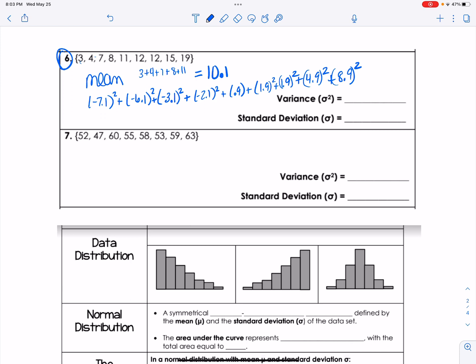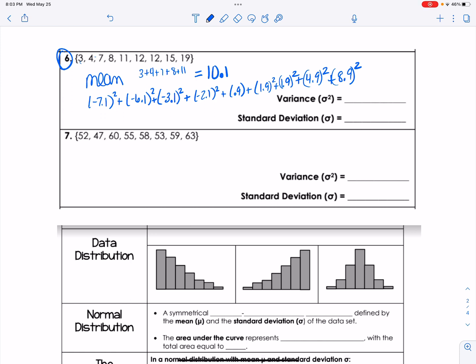So I'm literally going to do negative 7.1 squared. Make sure you put it in parentheses. Or you could just take the negative off because you're squaring it, so it's going to be positive anyway. That's what I'm doing, because otherwise I forget my parentheses. Plus 2.1 squared plus 0.9 squared plus, I forgot my 1 squared on there, but I typed it in my calculator. Plus 1.9 squared twice plus 4.9 squared plus 8.9 squared. Okay, and then you're going to take that number.